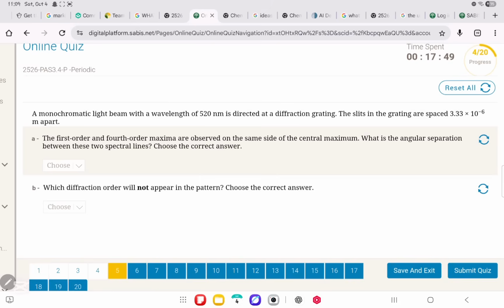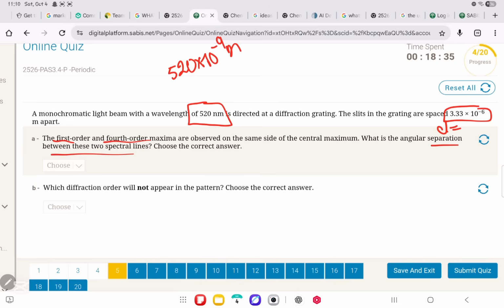We move on to question number 5. This question is a mistake. Alright, please keep this in mind when solving. What did they tell us? They told us a monochromatic light beam with this wavelength, 520 times 10 to the power of minus 9 meters. Okay, is directed at a diffraction grating. The slits in the grating are spaced by this. So this is what? This is small d. Okay, they want the first and fourth order maxima are observed on the same side. What's the angular separation between these two spectral lines?